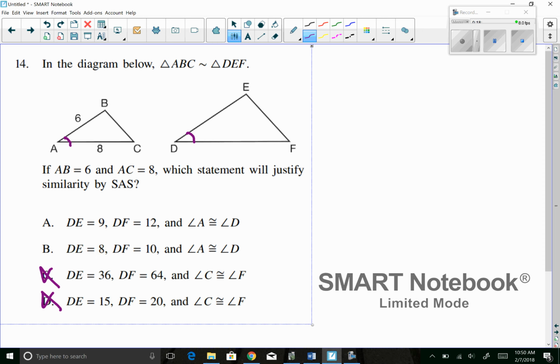Now, if I look at choice A, if DE is 9 and DF is 12, the scale factor to get from 6 to 9, will that be the same as 8 to 12? So if I do 6 compares to 9, is that the same thing as 8 compares to 12? So 6 over 9 reduces to 2/3. 8 over 12 reduces to 2/3. So that works. So that first one is good. If we were to do the second one, when I reduced it, it wouldn't give you the same ratio. So that would be an invalid similarity.